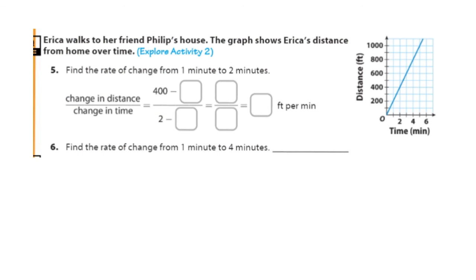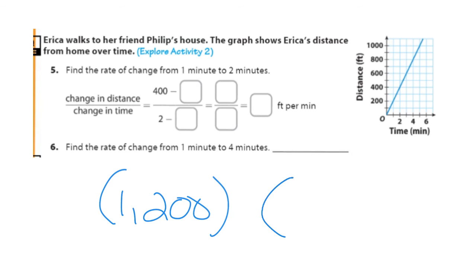Okay, try this one. They want you to use 1 minute. So here's 1 minute. So that's going to be the point 1, 200. So that's the point 1, 200 for 1 minute. And then the other one is 2 minutes. So that's 2, 400. You see, they already have those ones in for you. And the other point you'll be using is 2, 400.